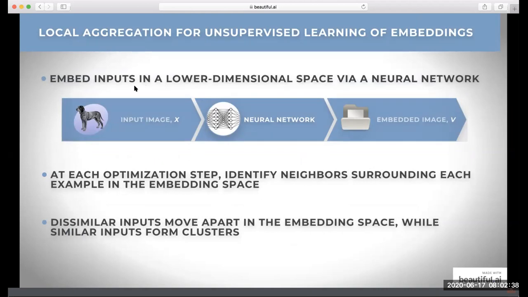What they do is first embed the inputs into a lower dimensional space via a neural network, and then use that embedding space where, at each optimization step, they identify neighbors surrounding each example in the embedding space. They also define a new loss function, which they call the local aggregation metric. What that does is group the images based on their similarities. So similar features will be grouped together, and they will form some sort of clusters.